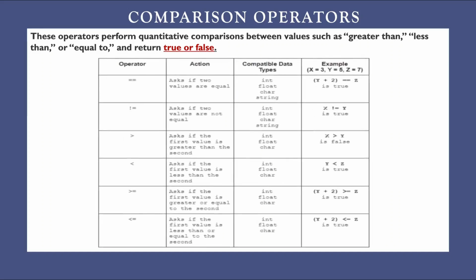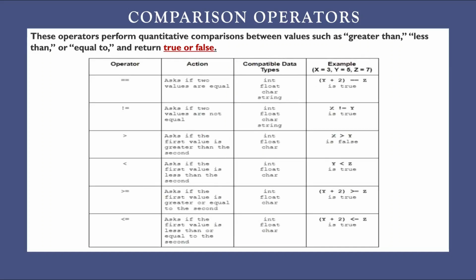These are all the different types of operators that are supported in C#. Double equal to helps us check whether the two values are equal or not. The compatible data types: it can check whether two integer values are equal, float values are equal, character values are equal, and also string values are equal.